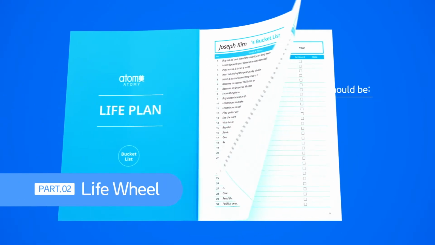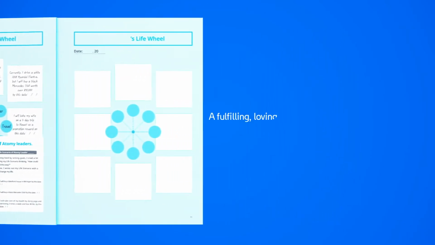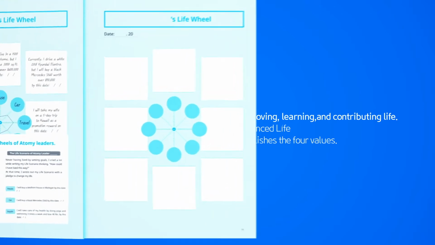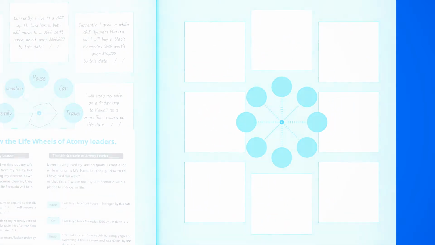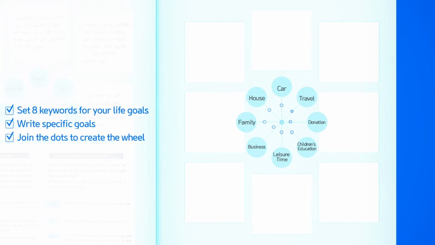Part 2, the life wheel. This part will help you define a balanced life that is fulfilling, loving, learning, and contributing. Writing tip: first, set 8 keywords to classify your life goals. Second, evaluate your current situation with a dot and join all the dots to create your life wheel. Last, write your goals in detail.